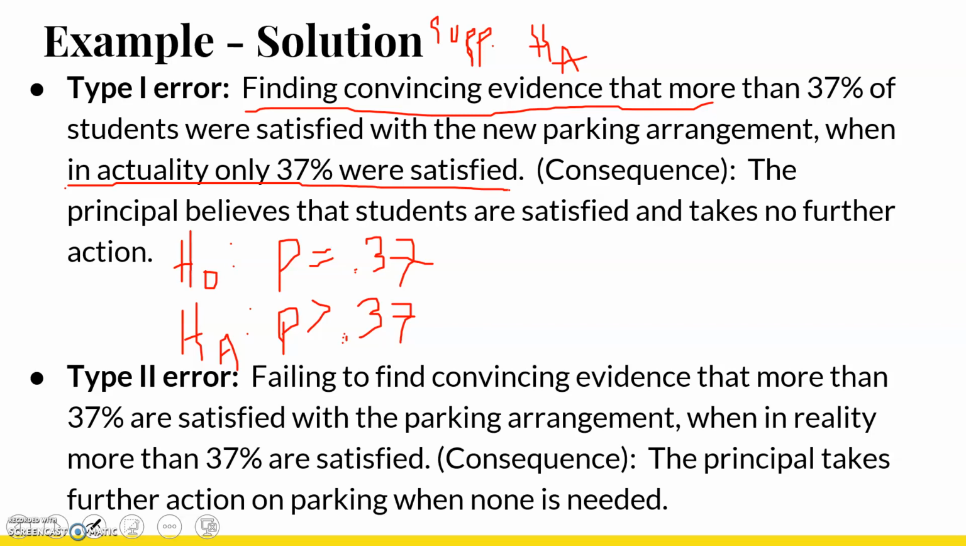Okay? And a type 2 error, we failed to find convincing evidence, so no support for HA. There's no support for HA. When in reality, you should have supported HA. So you failed to reject the null when you should have rejected the null. All right, and the consequence here, principal takes further action on parking because he thinks it's still a problem when none is needed.